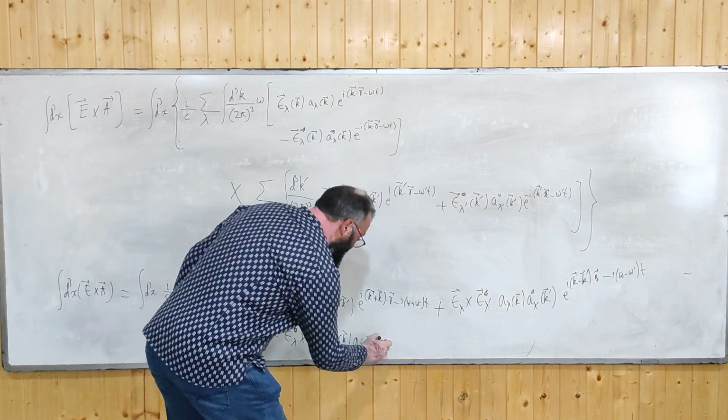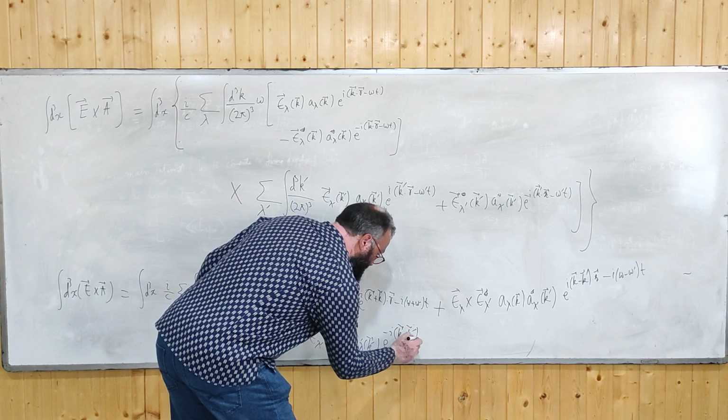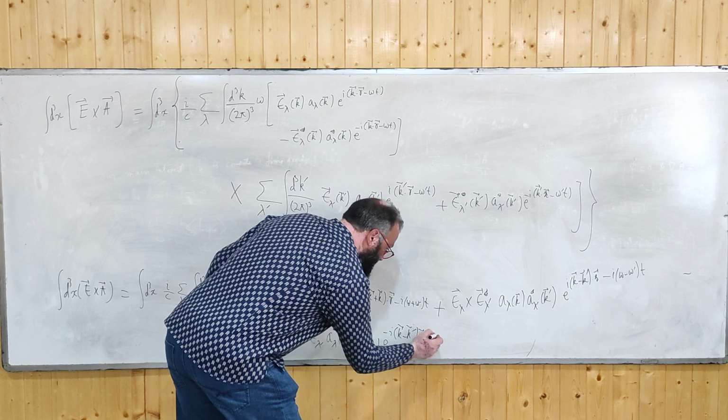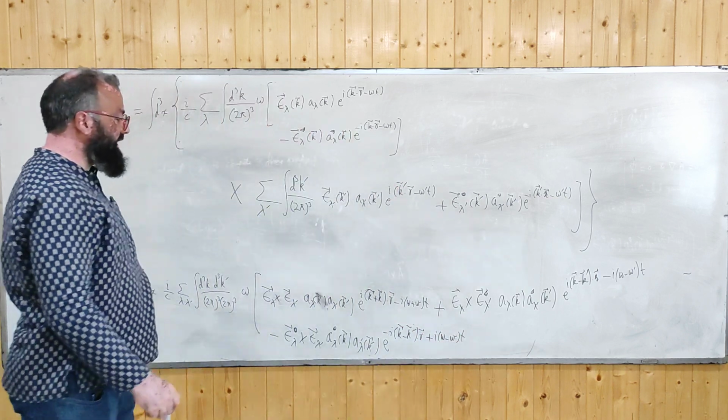So then what is there? So it is e raised to the power minus i (k minus k prime) dot r, okay, plus i (omega minus omega prime) t. Okay, then you have the other term.